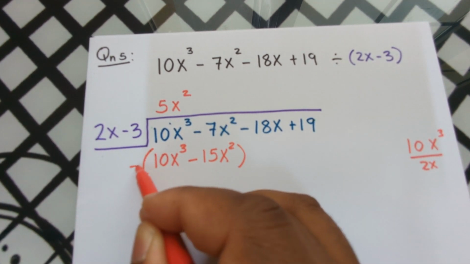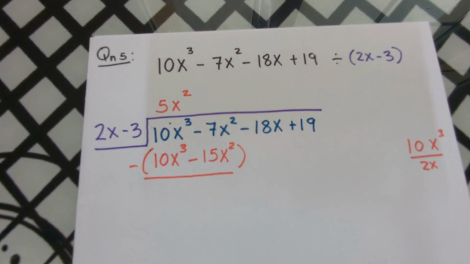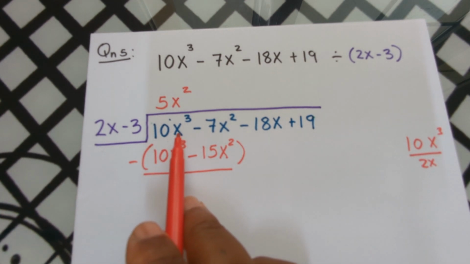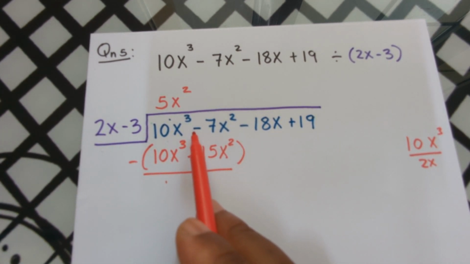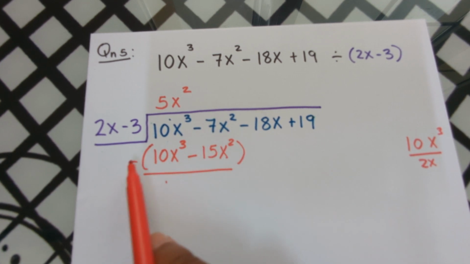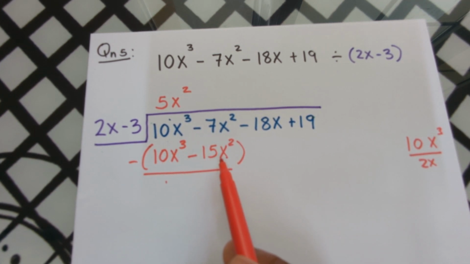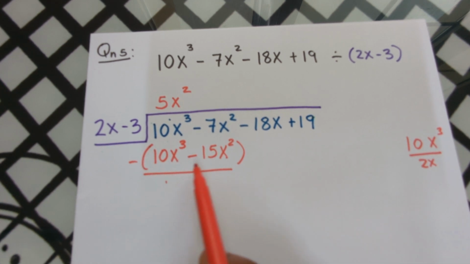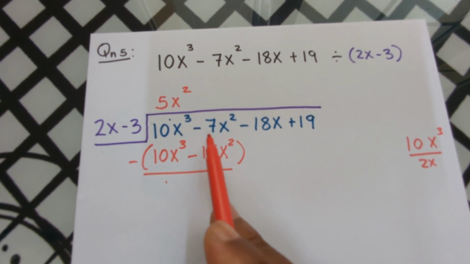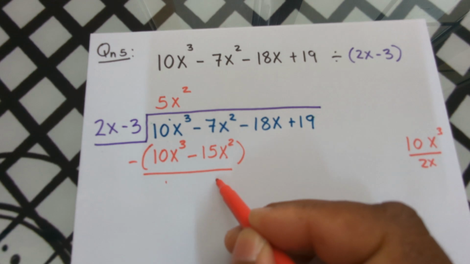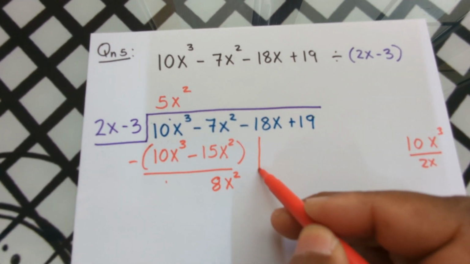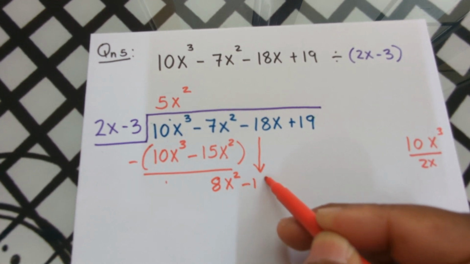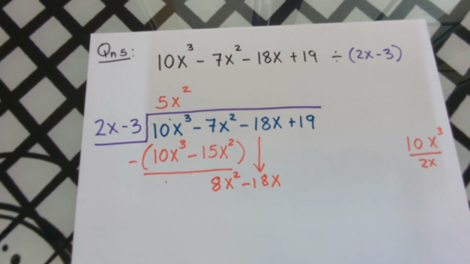Let's put our brackets and subtract. 10x cubed minus 10x cubed will give us a 0. Negative 7x squared minus negative 15x squared is the same as saying 15x squared minus 7x squared, which will give us 8x to the power 2, and we bring down negative 18x. Now let's repeat the same process.